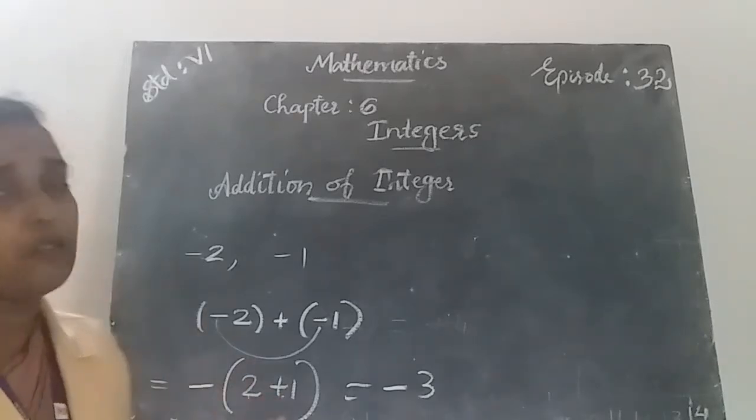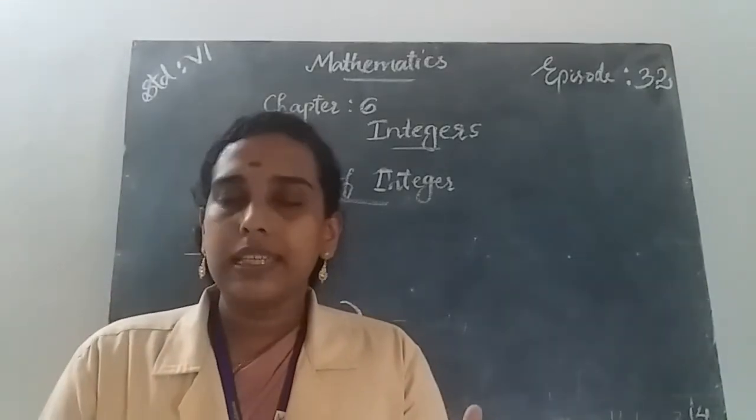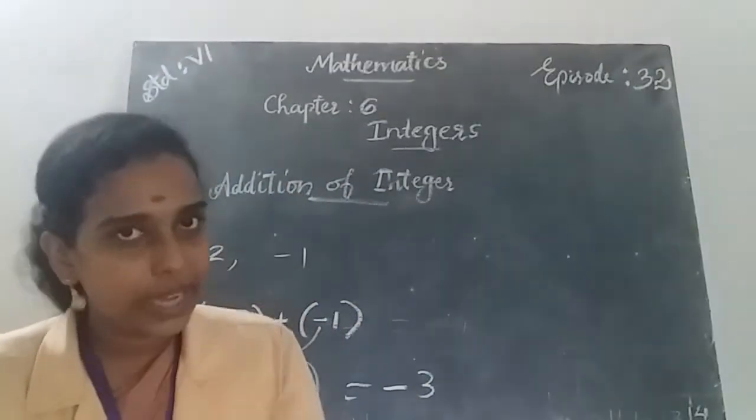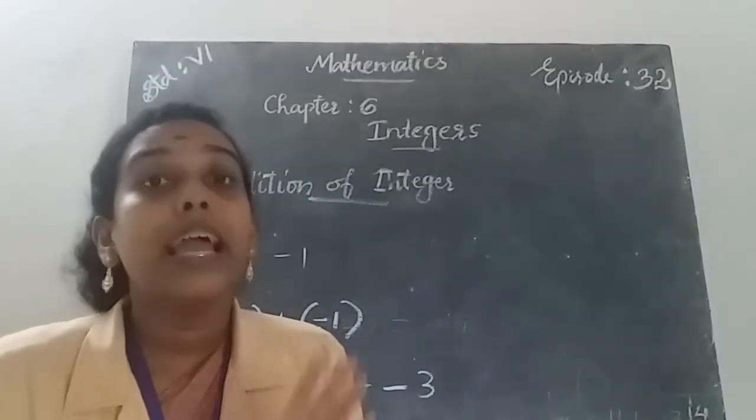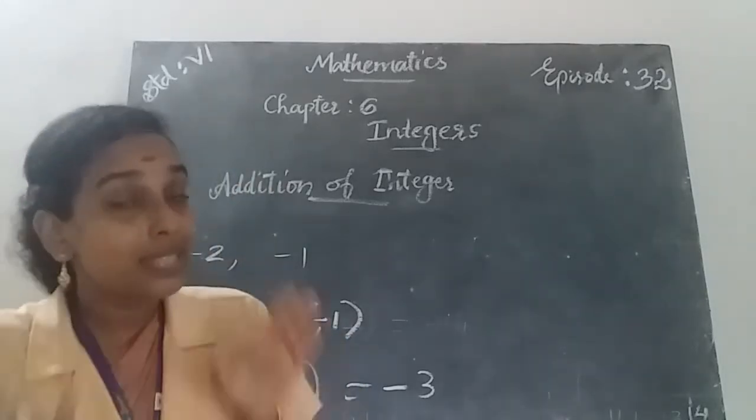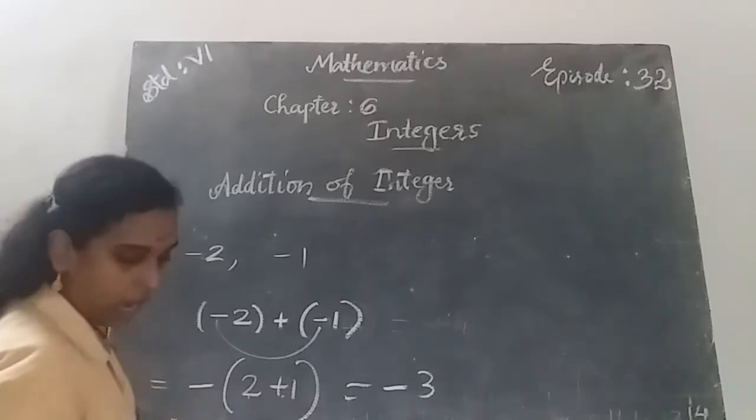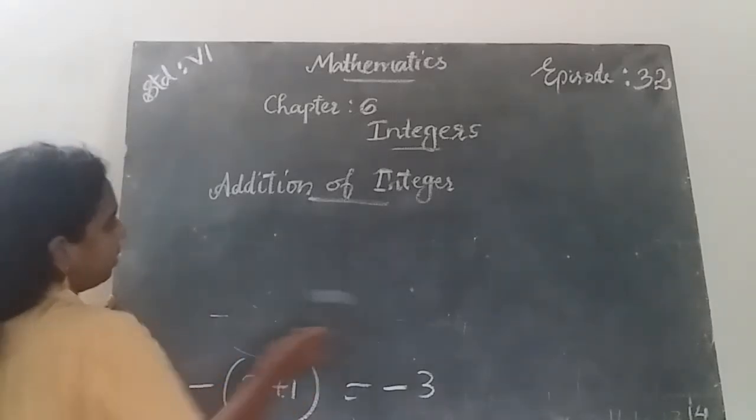If we add any two positive integers, we get a positive integer. If we add any two negative integers, we get a negative integer. Okay, here is another example for addition of negative and negative integers.